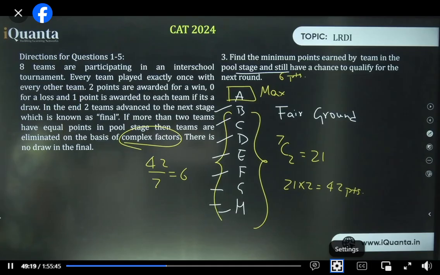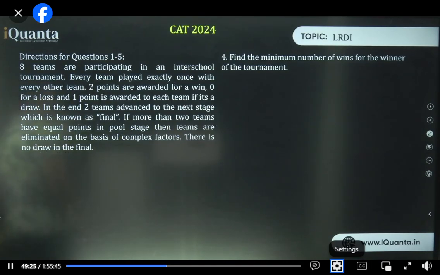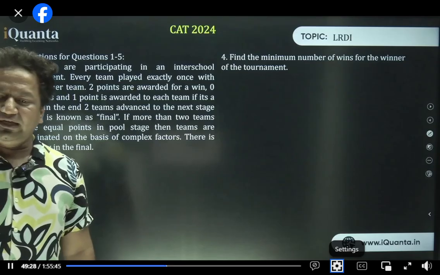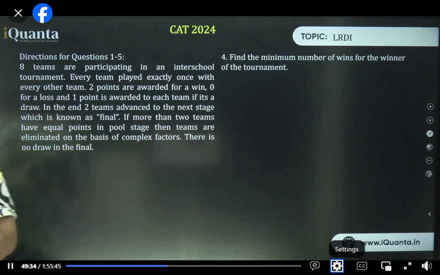Hidakshi will come to that. That's also a question. Chalo, let's do the fourth. Find the minimum number of wins for the winner of the tournament. For the winner of the tournament. Okay? It's not the pool round. It's the entire tournament.